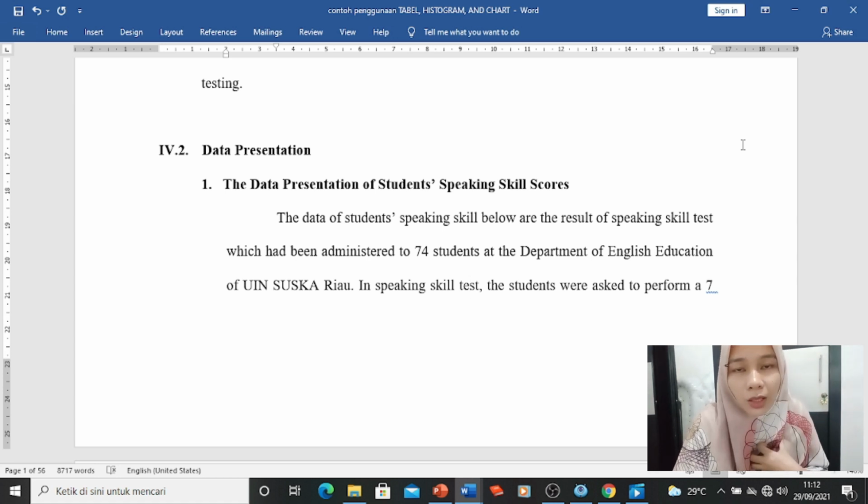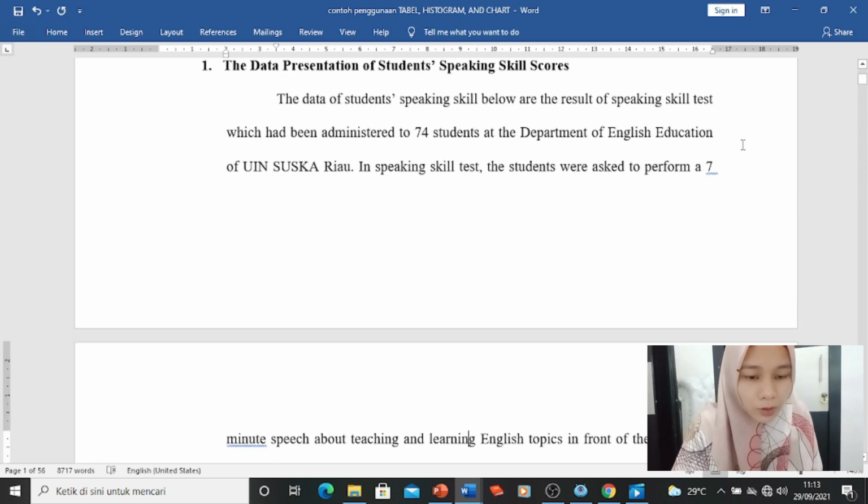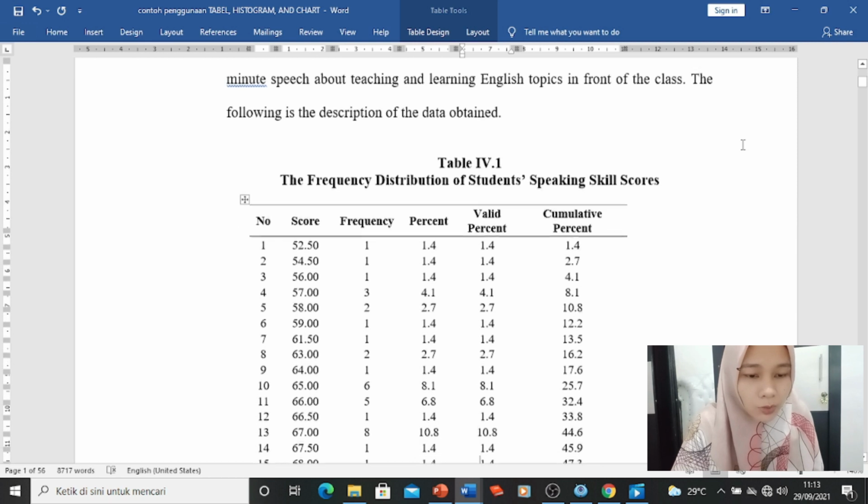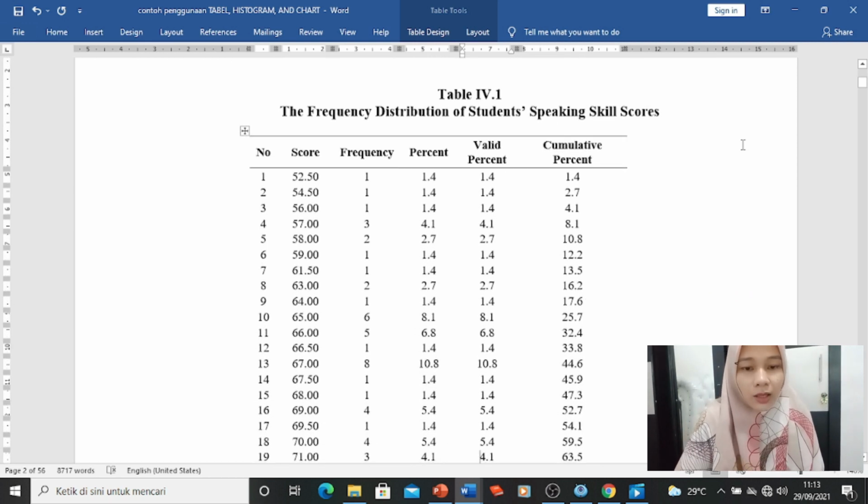But in our department, PBI, we have it like this. Chapter 4 for results of the study, and you're going to have descriptions of your data, and you will also have data presentation and data analysis. And look at what we have here: the frequency distributions of student speaking skill score.